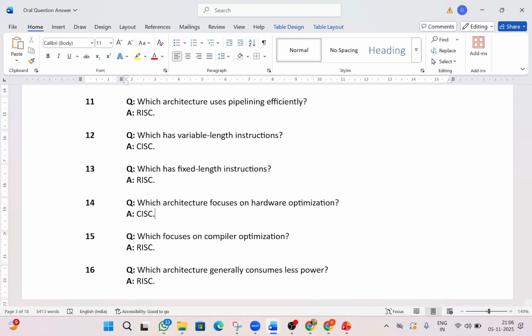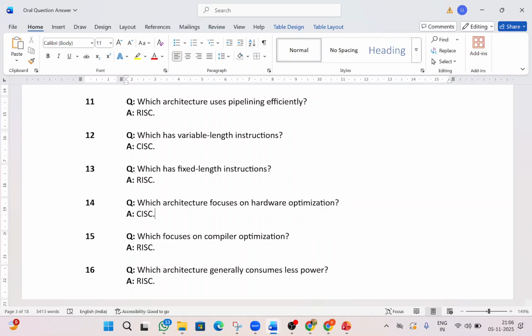12th question: which has variable length instruction? That is CISC. CISC instructions differ in length because each can perform a different operation and require different operands. That is the answer, CISC.